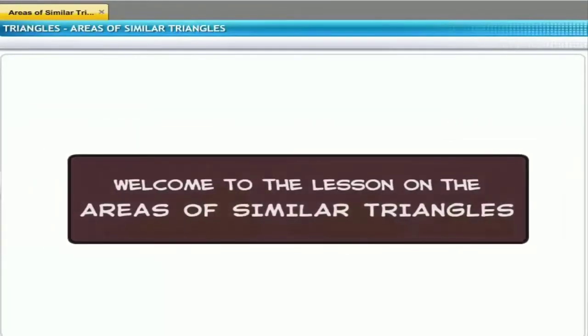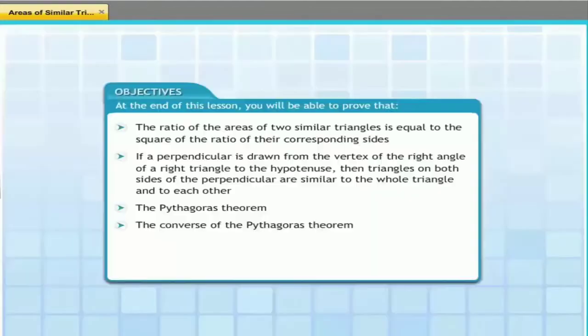Welcome to the lesson on the areas of similar triangles. At the end of this lesson, you will be able to prove that the ratio of the areas of two similar triangles is equal to the square of the ratio of their corresponding sides.